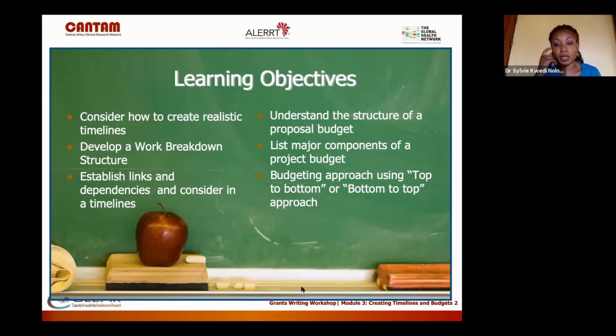We will talk about the structure of a proposal budget, the major components, and then we'll look at two different approaches, top to bottom or bottom to top approach.